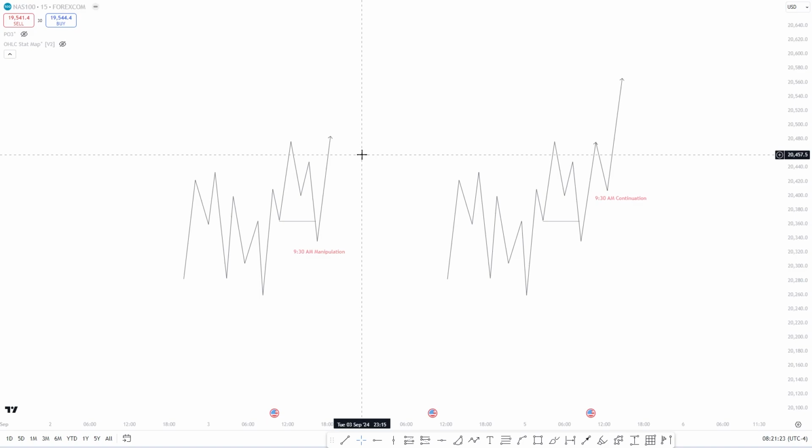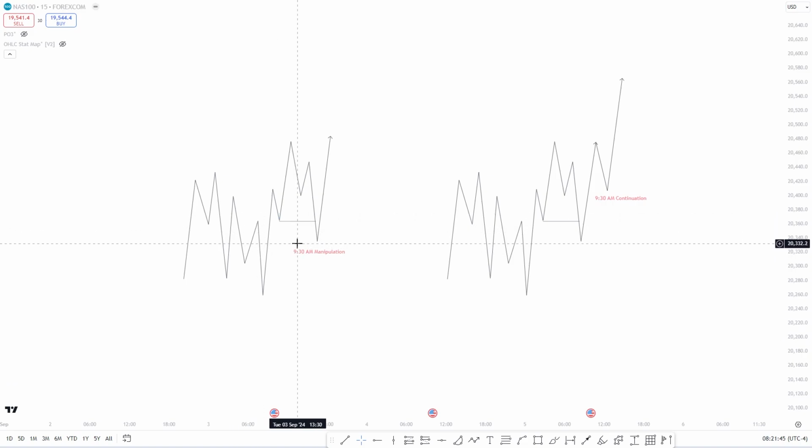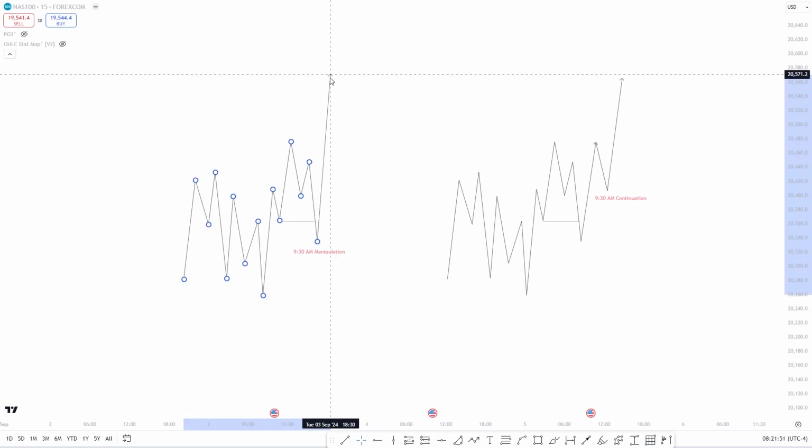And if price hasn't taken out a low or a high before 9:30 a.m., then what we would expect is that 9:30 a.m. is gonna take out that high or low, manipulate, and then go higher or lower after that. So if let's say price doesn't take out a low or a high before 9:30 a.m., then this is how it's gonna look at 9:30 a.m. We are gonna see a manipulation and then expansion higher.